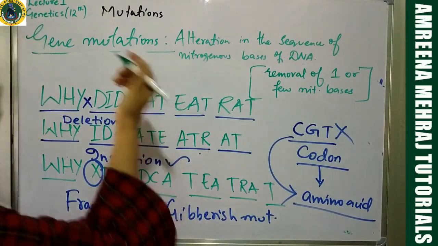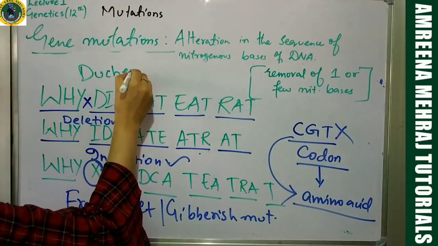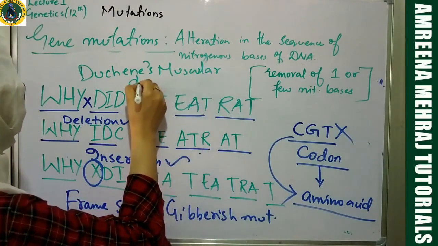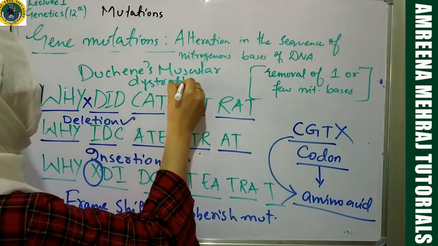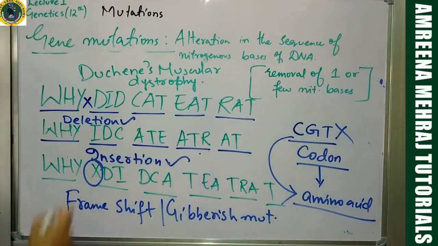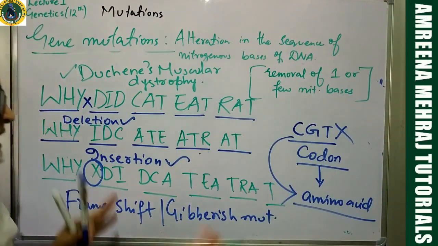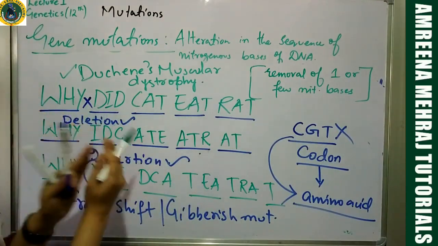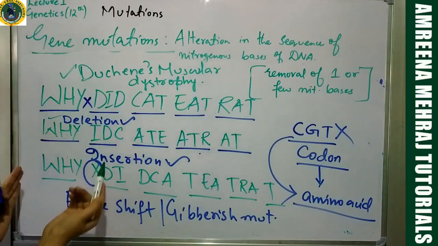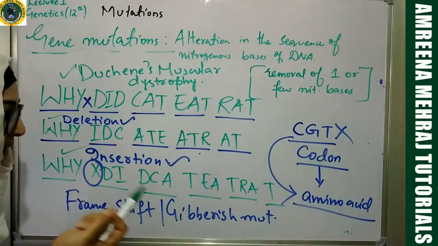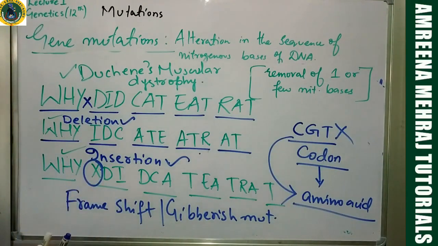The same type of mutation is happening in Duchenne's muscular dystrophy. It's a disease which we have to understand in case of genetic disorders. In this disorder, the same kind of mutation is happening to the dystrophin gene. Similarly, you have cystic fibrosis, you have Lesch-Nyhan syndrome, in which the same type of frameshift mutation is happening either by deletion or by insertion of just one nitrogenous base. In this way your genes are getting mutated.